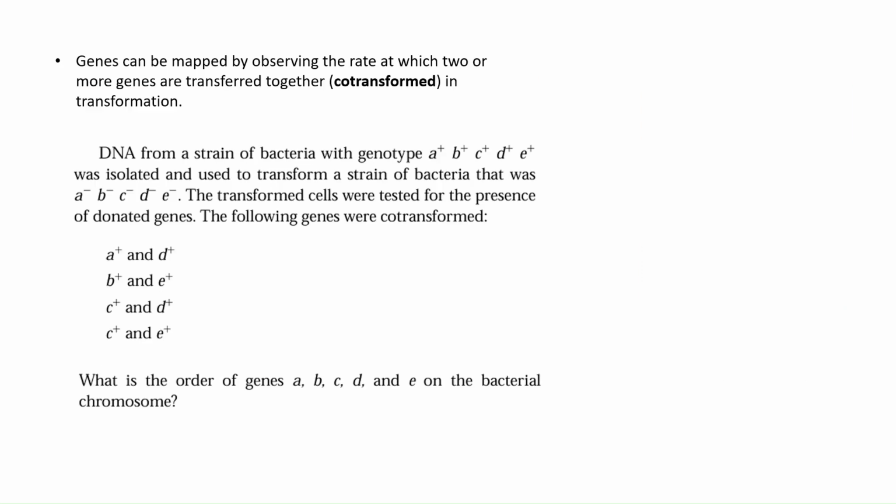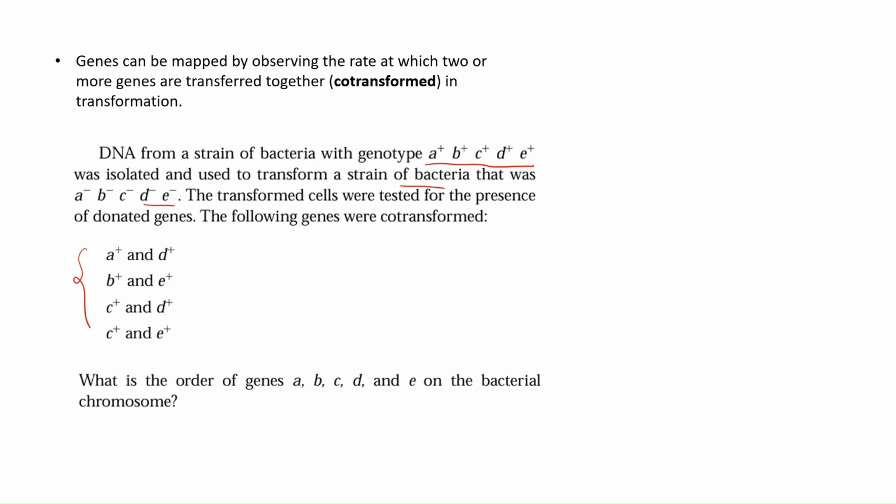Now let's solve one question to understand how we can map the genes. In the question it is given that one bacterial strain which is positive for all the genes is isolated and used to transform a cell of a strain of bacterium that was negative for all the genes. Now these genes are co-transformed. What do we mean by co-transformed?